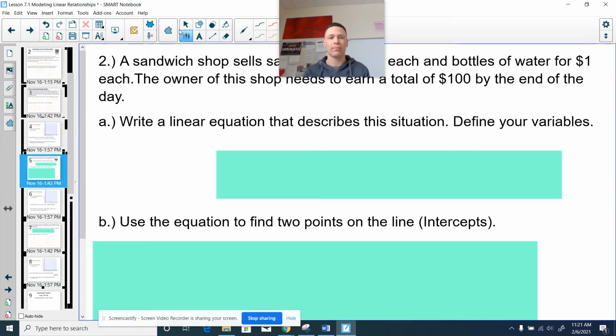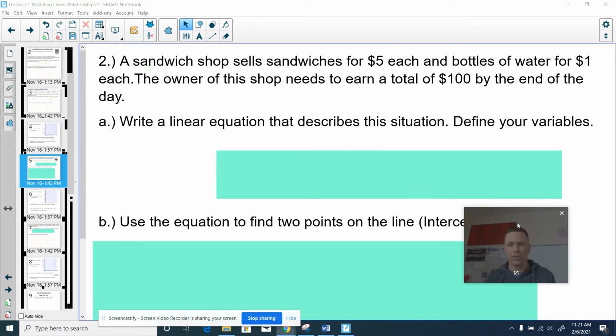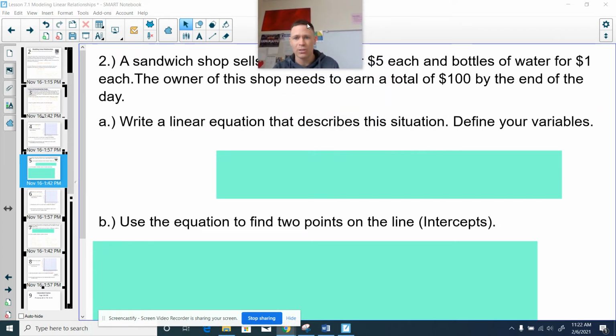So let's dive in. All right, a sandwich shop sells sandwiches for $5 and bottles of water for $1. The owner of the shop needs to earn a total of $100 by the end of the day. So he's got a goal in mind. This is kind of similar, right? It's almost the same situation, only I'm selling different stuff and I still have a goal in mind. My goal is $1,000, and I'm selling sandwiches and water bottles instead of t-shirts and blankets. So here's what we got.